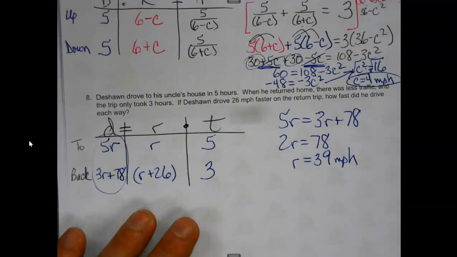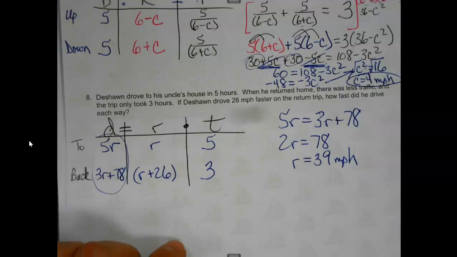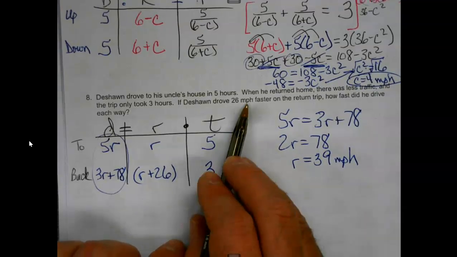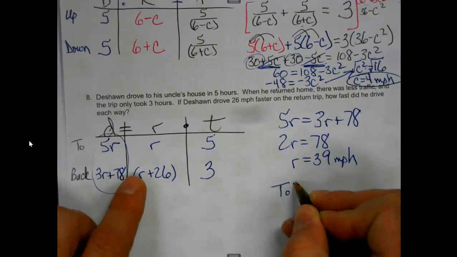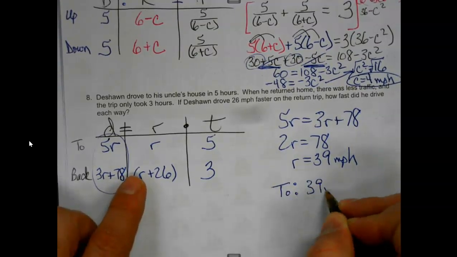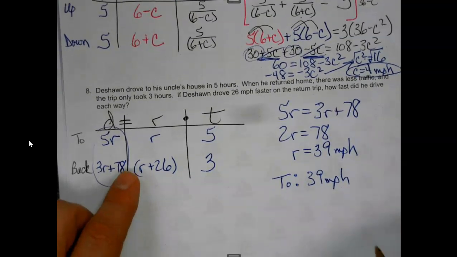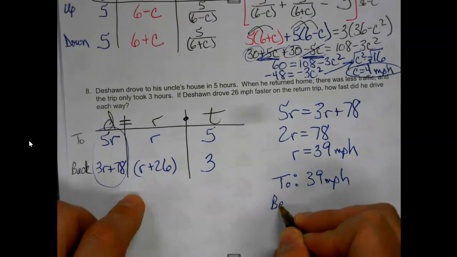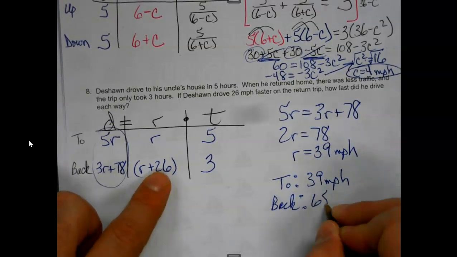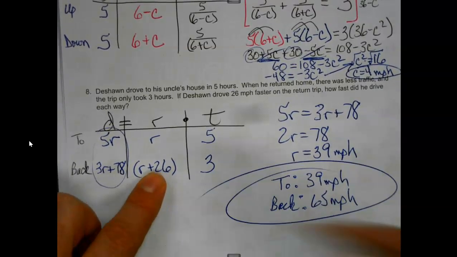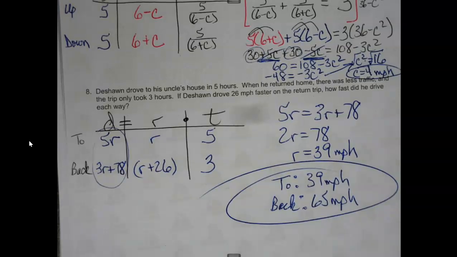So, yeah. So let's see. So to his uncle's, we went 39. Oof, duh. And back home, 39 plus 26. Okay. And we're off and running.